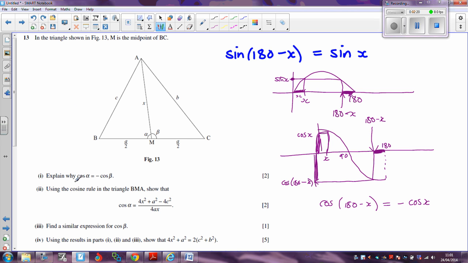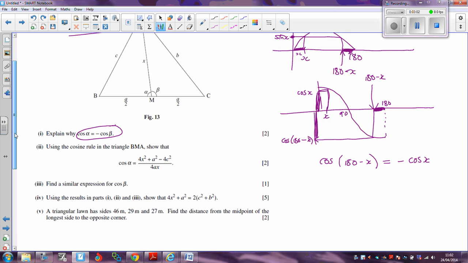So let's go back to the original question, which says show that cos alpha is minus cos beta. Now, if we look at the relationship between alpha and beta, we can see that because they're on a straight line, they add up to 180 degrees. So we can write that cos alpha is exactly the same as cos of 180 minus beta, because alpha is the same as 180 minus beta. And using this identity, the cosine of 180 minus something is minus the cosine of the angle. So in this case, it's the same as minus cos beta. So cos alpha is the same as cos of 180 minus beta, but that is minus cos beta. That gets you your 2 marks.